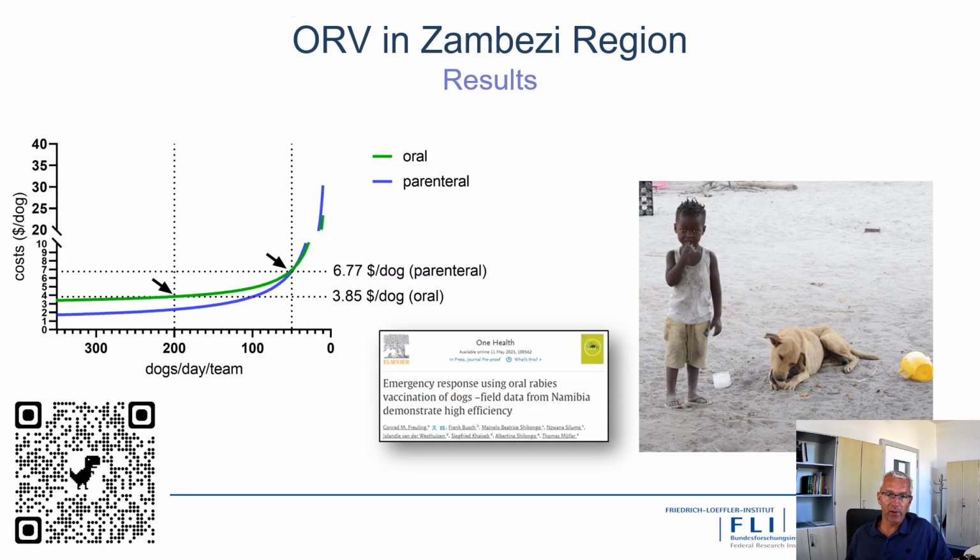So the results have been published in One Health, and one of the main findings is that because it is so much more effective and you can reach more dogs in a shorter period of time, even though the bait and vaccine itself is more expensive, the total campaign costs are reduced as compared to parenteral vaccination if you are more efficient. And this will be a game changer in approaching dogs in many parts of the world.